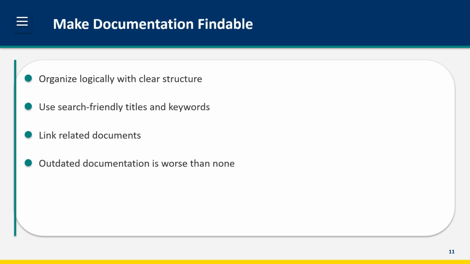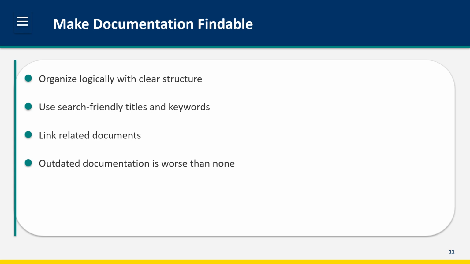Documentation is only valuable if people can find it. Organize logically with clear structure. Use folders, categories, and consistent naming. Use search-friendly titles and keywords. People search for what they need. Make sure your documents appear. Link related documents together. From the decision, link to the process. From the process, link to the how-to.